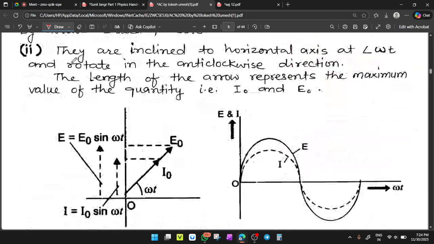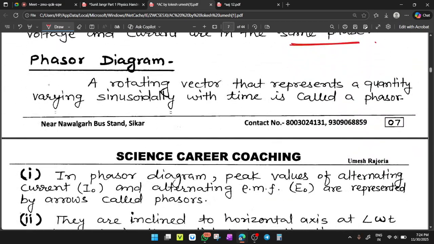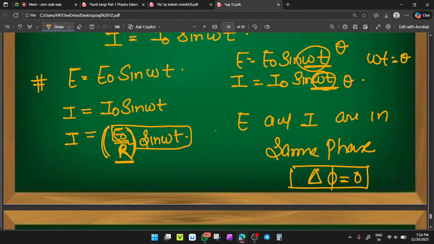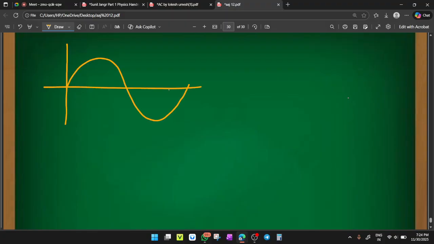So now make the phasor diagram. What is a phasor diagram? A rotating vector that represents a quantity varying sinusoidally with time is called a phasor. Look here, you have an alternating current. The current starts from 0 degrees, and after 360 degrees, that is 2 pi, it has completed one revolution.